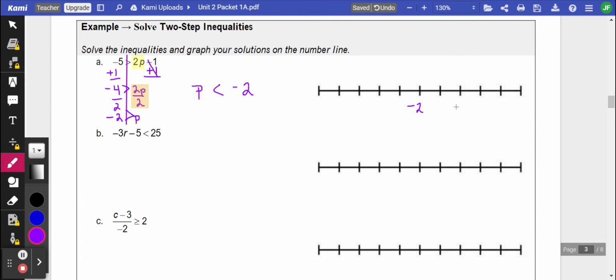I'm going to label -2, -4, -6. I'm going to do 0 and 2. And you don't have to label every number. Like I said, I just like to at least have 3 numbers on my number line. Remember, this is an open dot because there's not an equal sign. And then the inequality sign tells me I need to shade to the left.